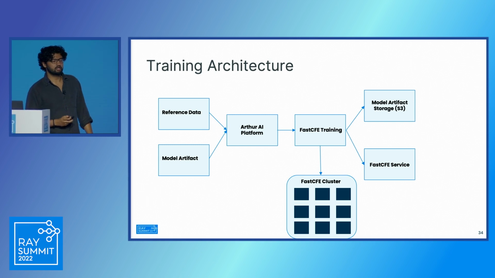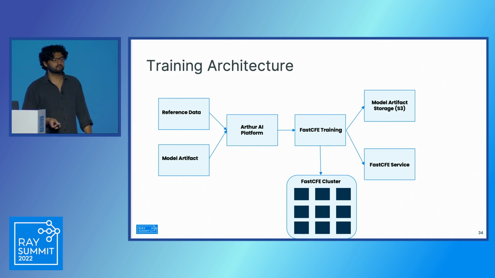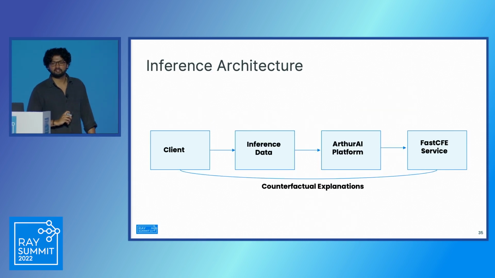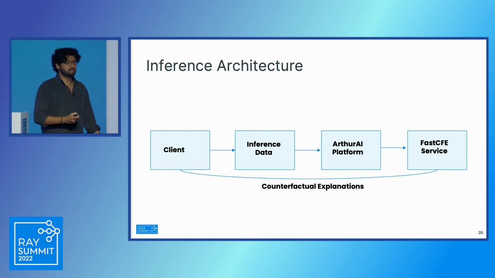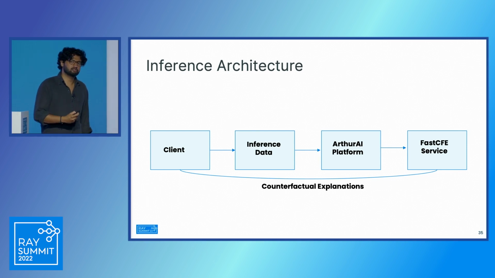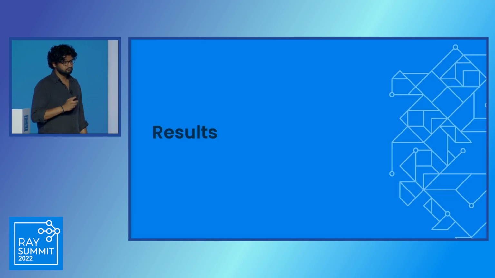Once training is done, we save that model artifact to S3, and deploy our FastCFE service using that model artifact. This makes inference very easy because we already have our deployed FastCFE service. Our clients send us all their inference data that gets ingested into the Arthur platform. And since we've already stood up our FastCFE service, any data scientist or ML engineer who is using Arthur can simply click on compute counterfactual explanation and get back that explanation in real time.